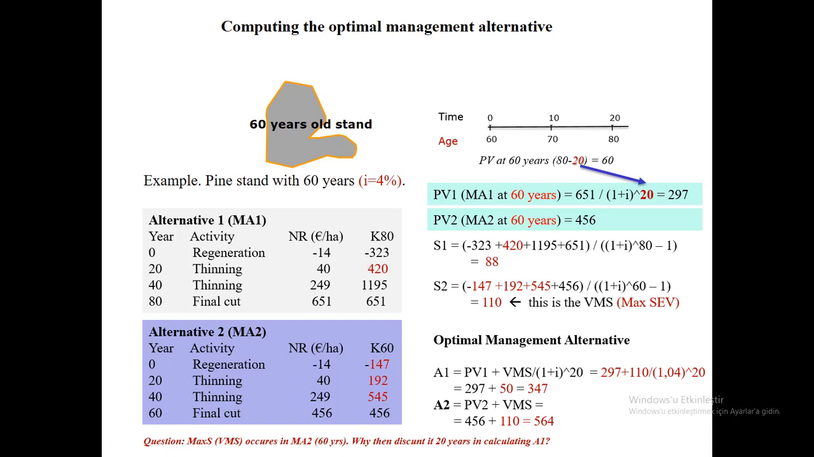So comparing alternative 2, A2, with alternative 1, this provides a far better soil expectation value, present value, than alternative 1, which provides 347. Okay, any question on that? So this is the way we use financial criteria to compare alternatives.